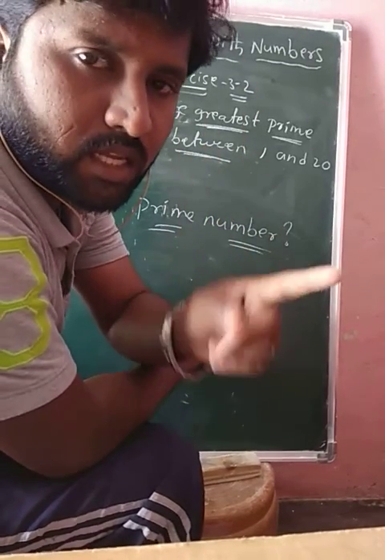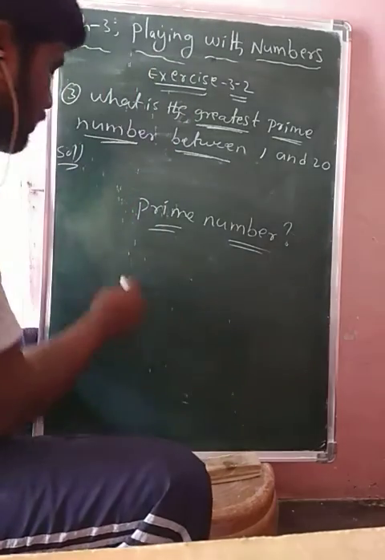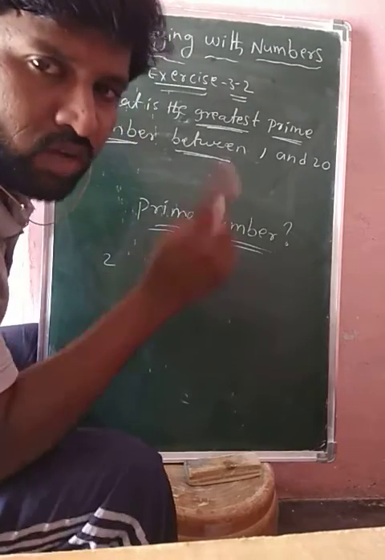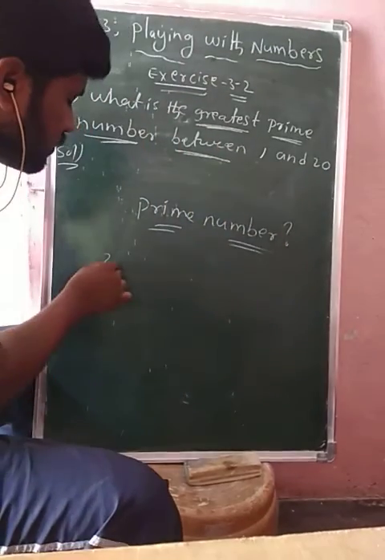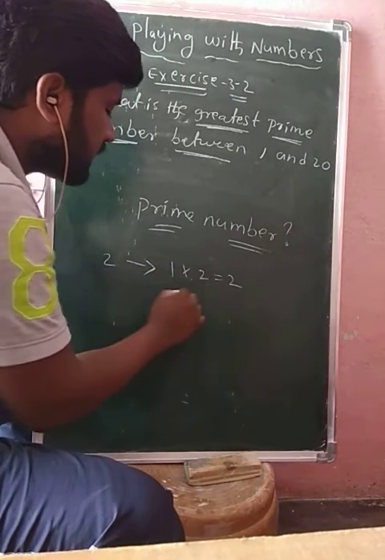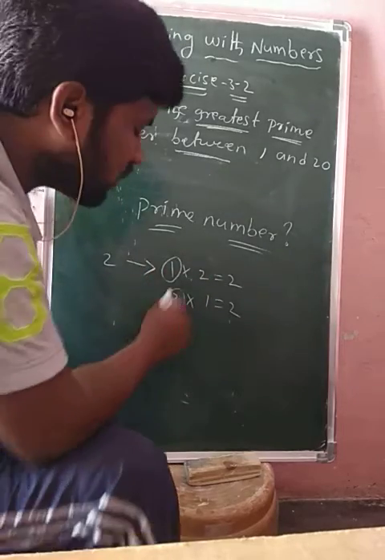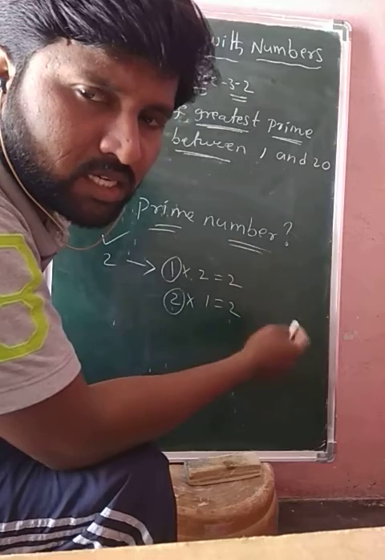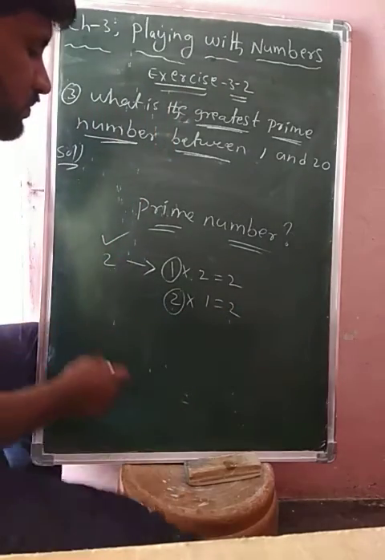1 is there, and the other factor is the number itself. For example, 2 is a prime number. It is the one and only even prime number. What are the factors of 2? 1 2s are 2, and itself. 2 1s are 2, that is, 1 and itself. Only 2 factors. Is 2 a multiple of any other number? No. That's why it is a prime number.